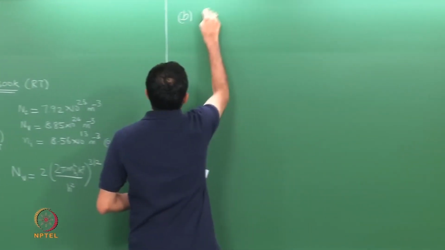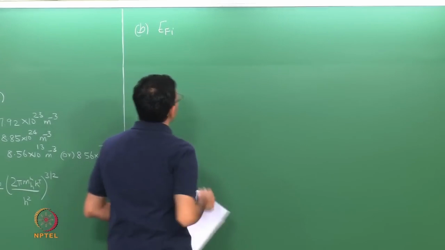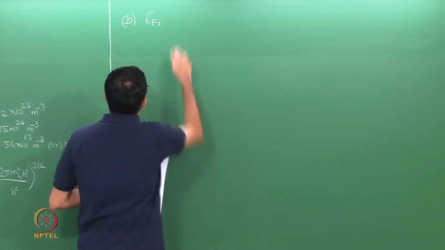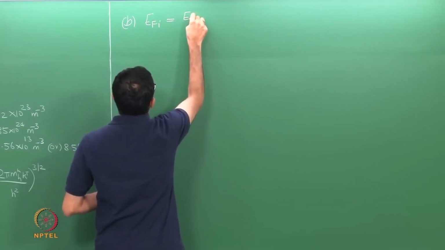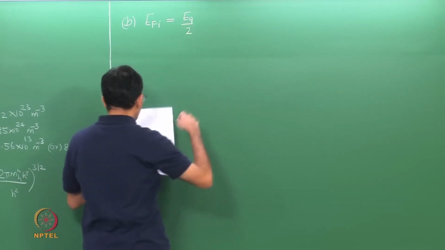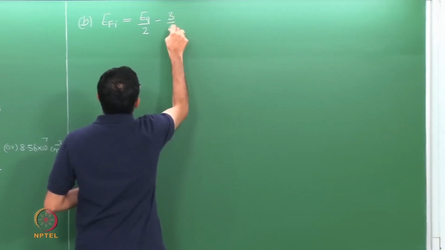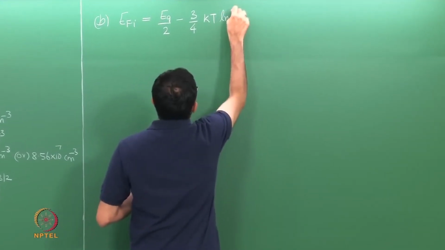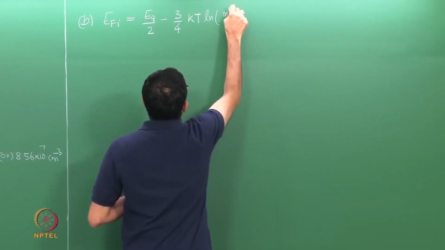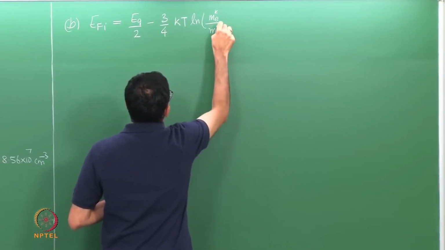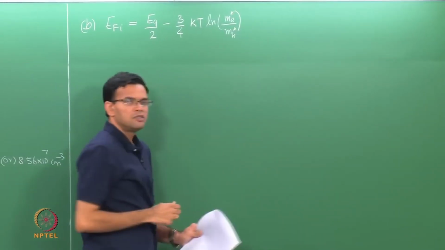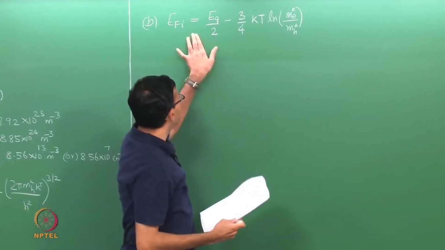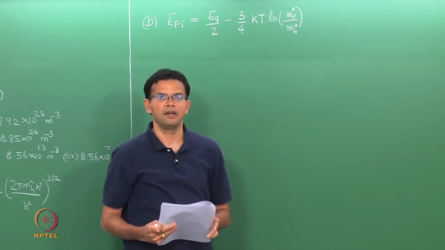So, part B, we want the location of EFI. This is again a standard expression. EFI is Eg over 2 minus 3/4 kT ln of Me star over Mh star. So, if Me and Mh were equal, then EFI will be exactly at the center of the band.